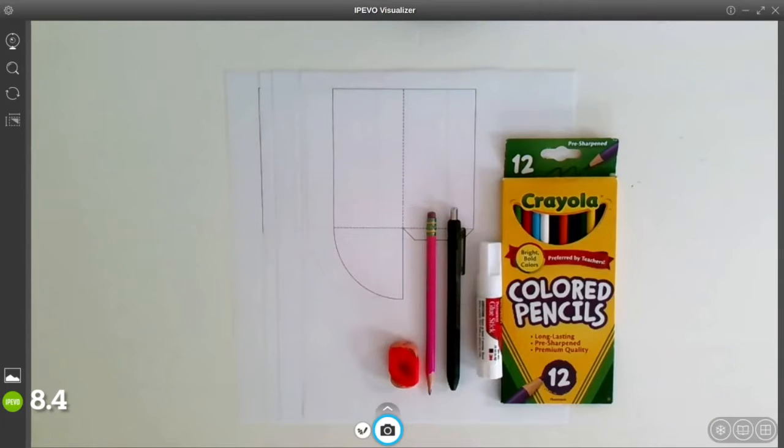For this project, it will include information on Andrew Jackson and the National Bank. The materials you will need are 4 sheets of the outline paper provided by your teacher, a ruler, a glue stick, colored pencils, a pen, and a pencil.